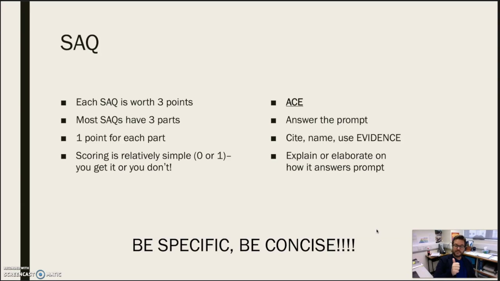This is where it's important to be specific and be concise, and we're going to talk about some strategies for doing that. One of the things you really want to remember as we go through, and we're going to dive deeper into this in a minute, is to answer the prompt, and then cite something, name, use evidence, and explain or elaborate. So ACE: answer, cite, explain. We're going to answer the prompt, provide evidence, and then elaborate on it and how it answers the prompt.